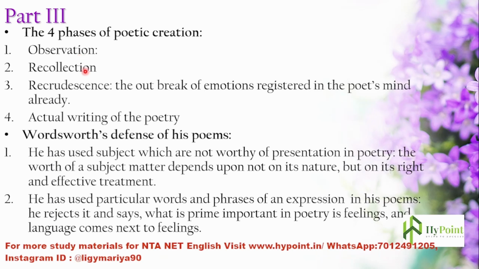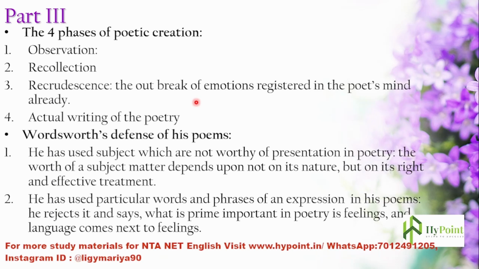And the second stage is recollection. So after those experiences, in another situation, you will recollect whatever you have already observed and experienced. The third one is recrudescence, the outbreak of emotion registered in the poet's mind already. See, when you were originally experiencing and observing the phenomena or the people or the events or the general emotions there, you must have had some emotions, right? That emotion will come again and that emotion will break out. That is already registered, already happened, already known to the poet's mind. Okay, that is recrudescence, and that is the third phase of poetic creation.